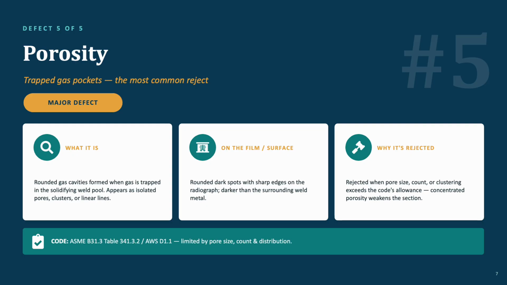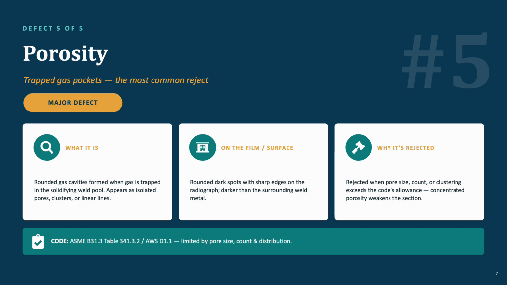Now, a little porosity is often allowed. It gets rejected when pore size, the count or clustering goes beyond what the code table permits. Because concentrated porosity weakens the cross section, check it against the required acceptance codes like ASME B31.3, B31.1, if you see B31.3 table 341.3.2, or AWS D1.1 acceptance limits.